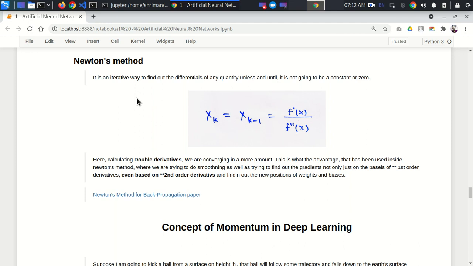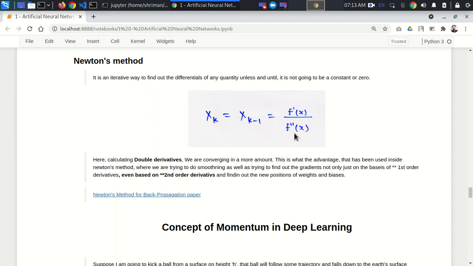So guys, this Newton's method is an iterative way to find the differentials of any quantity, unless and until it is a constant or zero. So what is Newton saying? Newton is calculating double derivatives. See, this will be xk because this will be your newer weights and this will be your older weights. k will be the current iteration, k minus 1 will be your previous iteration, and in that way it says your iterations, or maybe your weights, will be dependent upon this particular ratio, right?